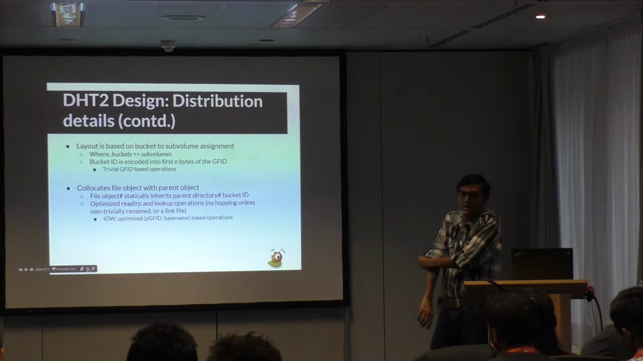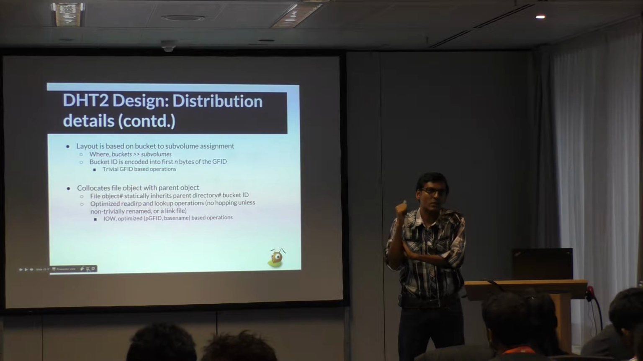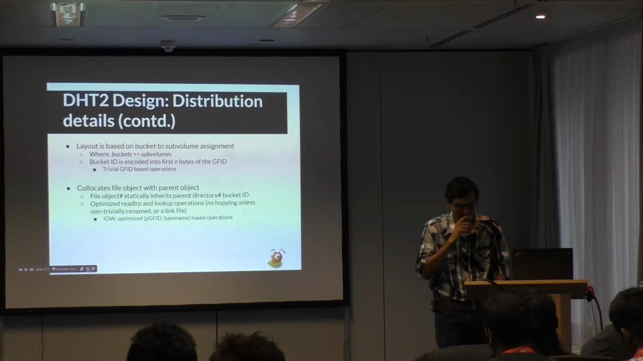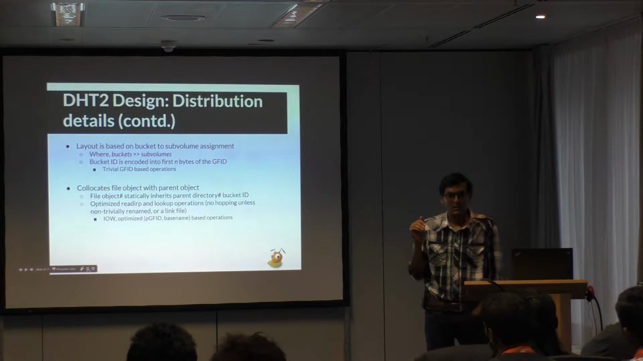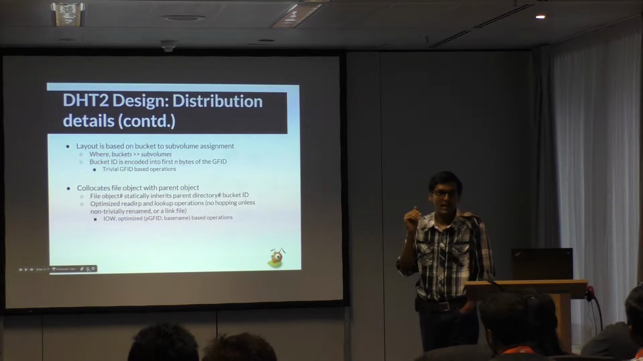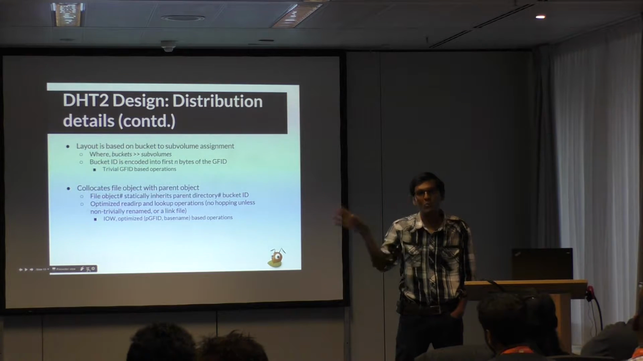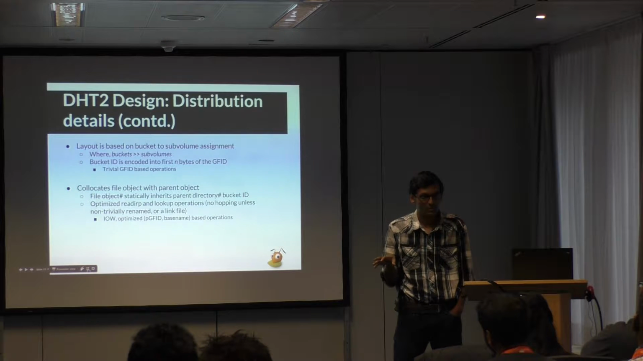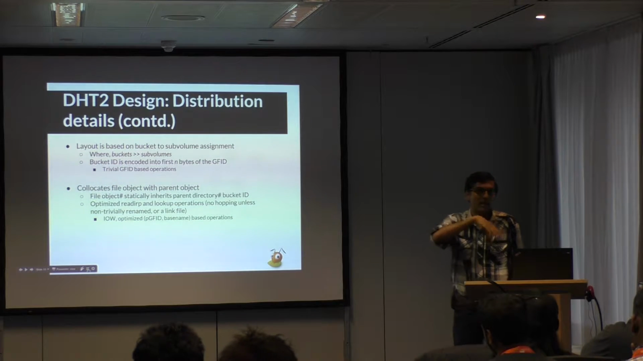All right, so let's continue more on distribution. What we just saw is we're using the GFID and all that. That's fine. But what else are we doing with distribution? The first thing is, what's the layout based off? The layout is based on a concept of buckets, where you have far more buckets than you have subvolumes, so that you can distribute these buckets to subvolumes.